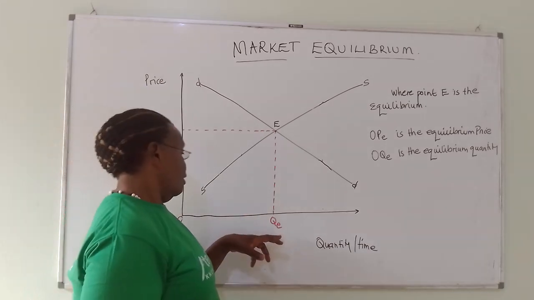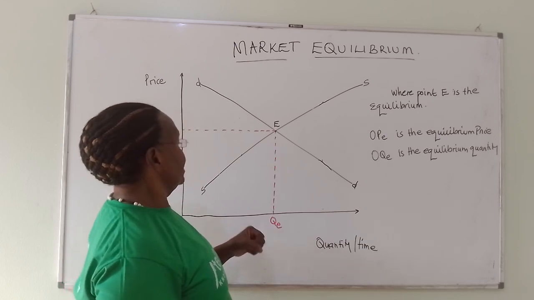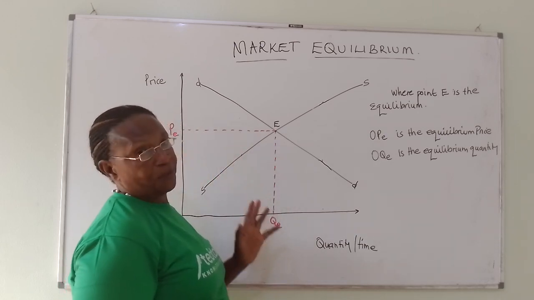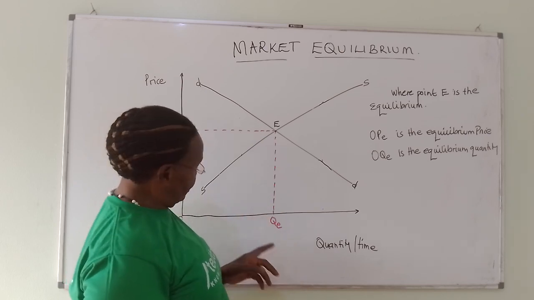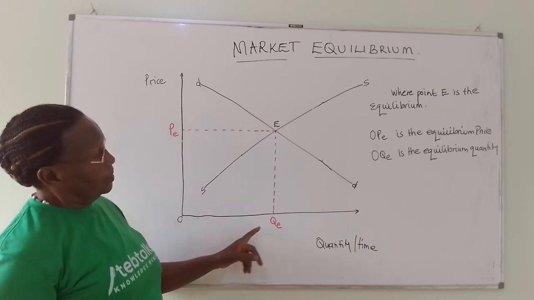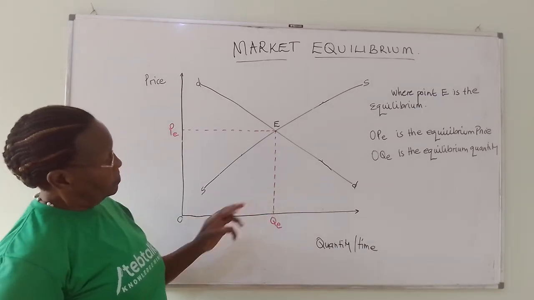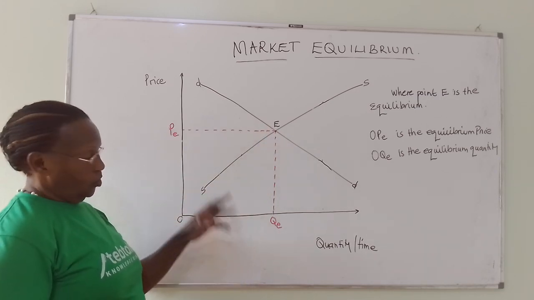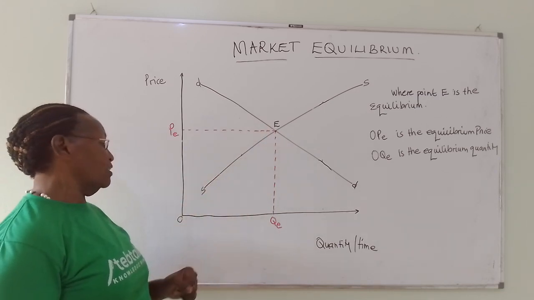And the quantity, which is the equilibrium quantity, that is the quantity that is satisfactory to both the producers and the consumers, is going to be from 0 to 2E. So O2E, as seen there, is the equilibrium quantity where demand and supply are equal. Consumers are contented with that quantity.